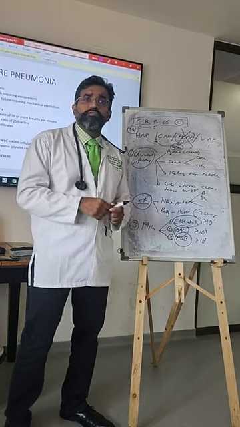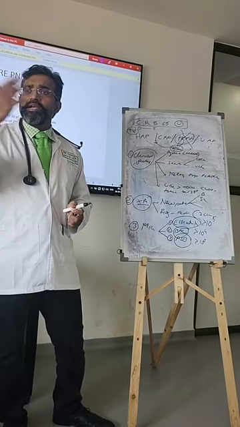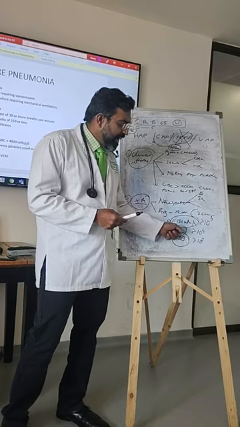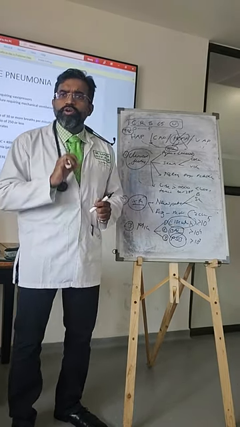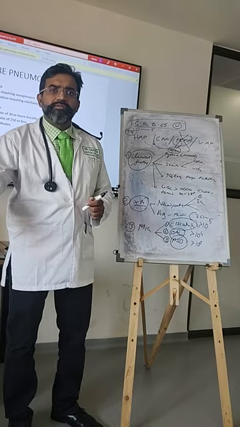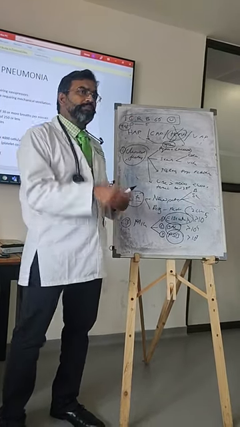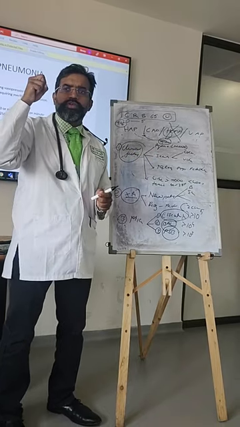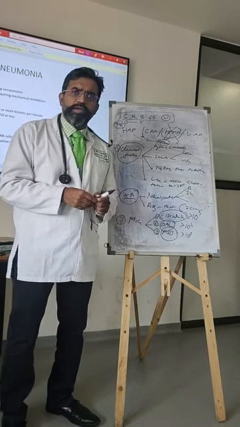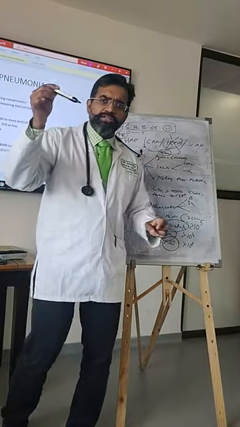Whereas if you cannot get a culture, then I will resort to a directed BAL. Now why is that good? Because you are directing your bronchoscope to that particular region. Say it's in the lower lobe, I'm going to send my bronchoscope to my lower lobe and take out those secretions. What is the protected specimen brush? You have a brush inside the scope.